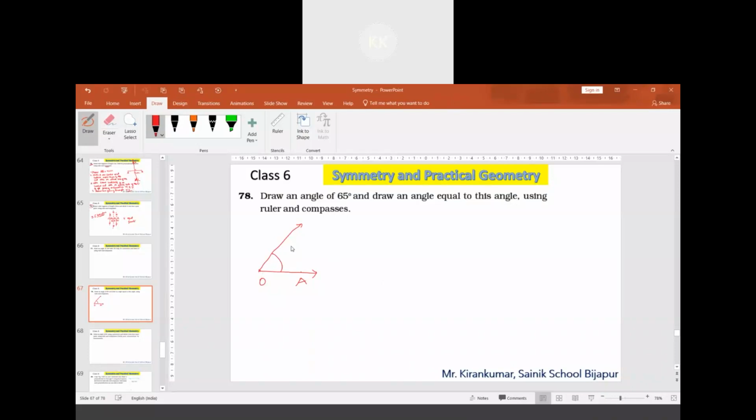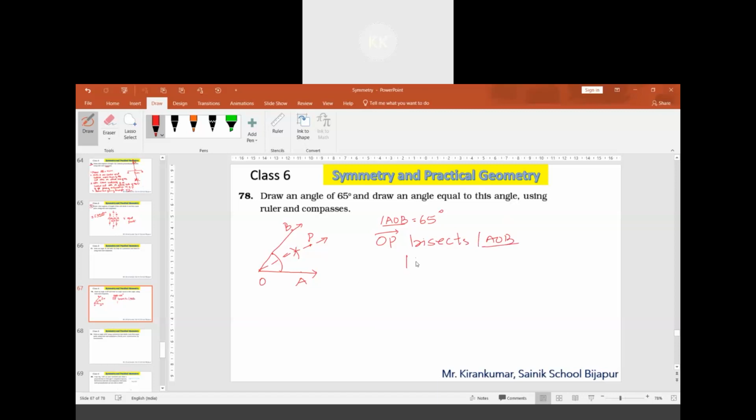Here we have measured the angle, which is 65 degree. So the angle AOB is 65 degree. Then we have made use of compass. We have cut arcs from these 2 points as the center. We have joined this. So this angle, whichever is formed by the ray OP, this ray OP bisects angle AOB.